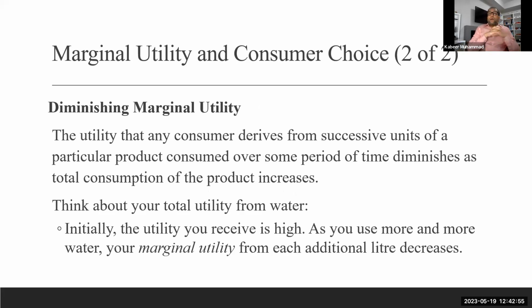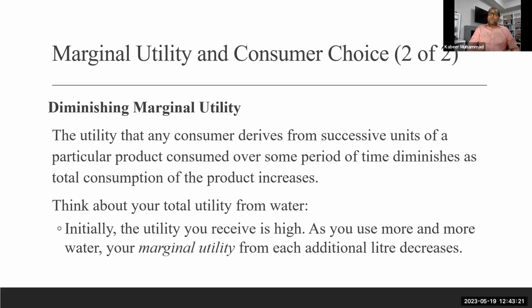When I gave you the example of drinking water, the first glass of water gives you much more satisfaction compared to the second. If you take the third one, it is going to give less satisfaction compared to the second, and the second gives less compared to the first. So what is this behavior reflecting? This behavior is reflecting that the marginal utility is diminishing.